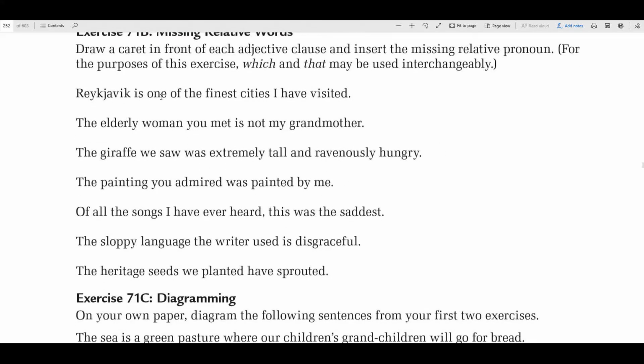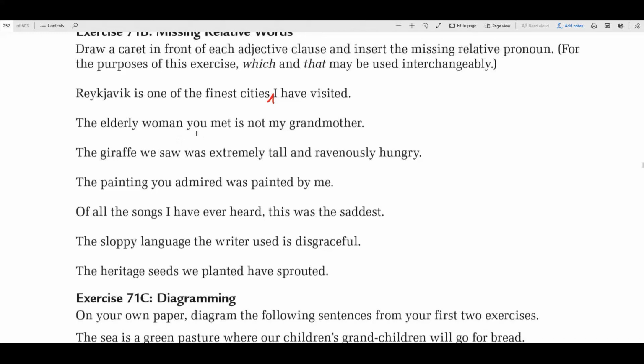Okay, Reykjavik is one of the finest cities I have visited. Okay, it could go here, and it could be which or that. I'm not even going to put it. You put it whichever one you want. It can be which or that.